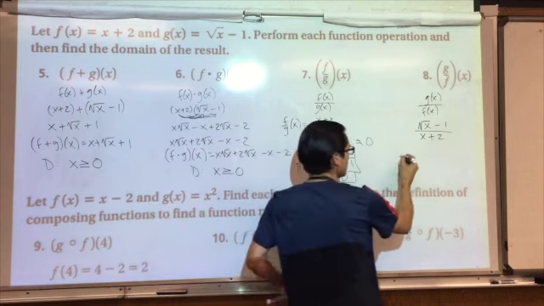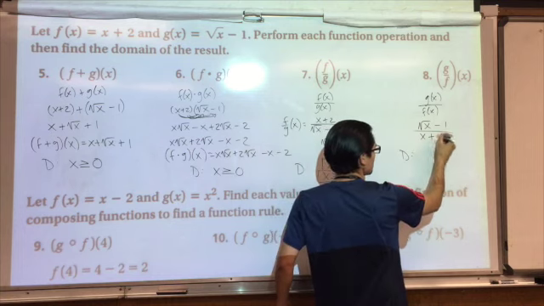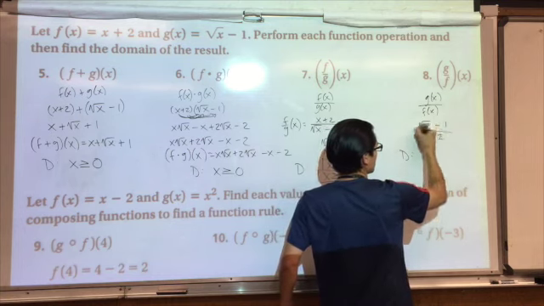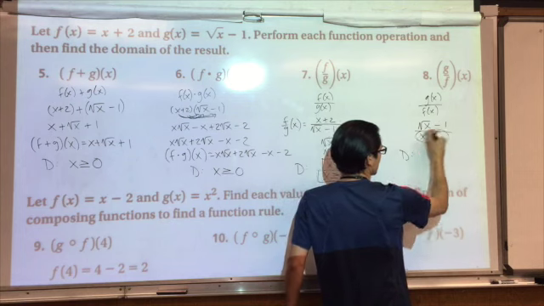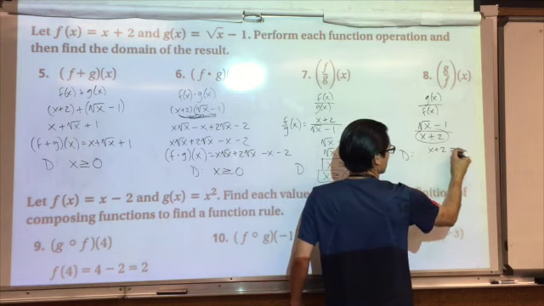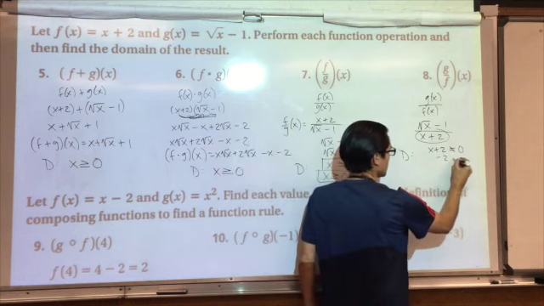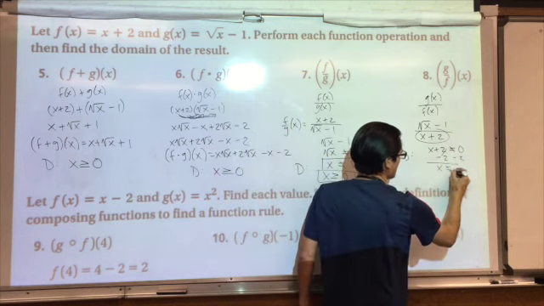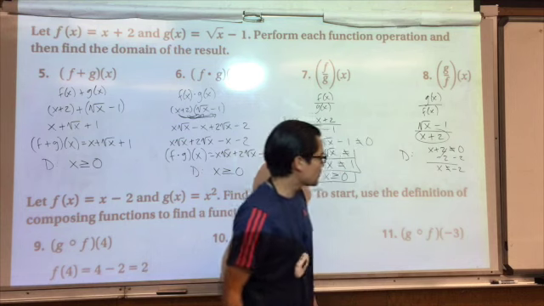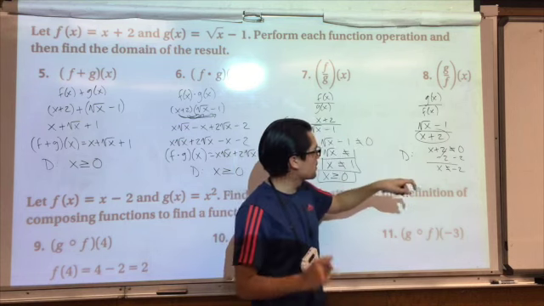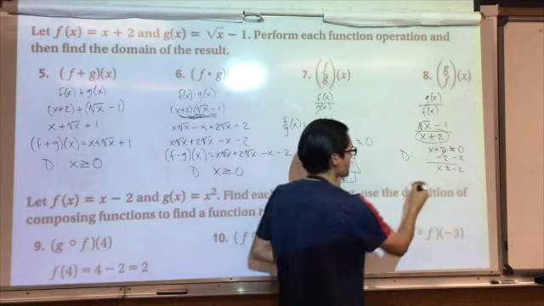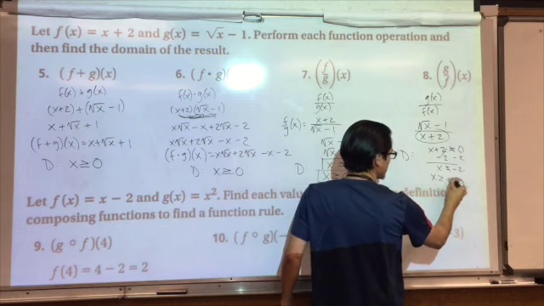Okay? What's the domain? The 2 exceptions come from this and this, right? Let's start with this one. This cannot be 0, which means that x cannot be negative 2. x does not equal negative 2. That's your first exception. The second exception is that x must be greater than or equal to 0.